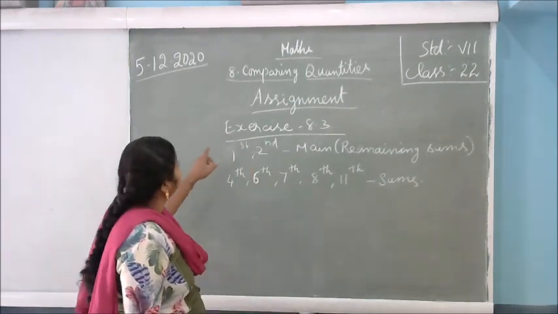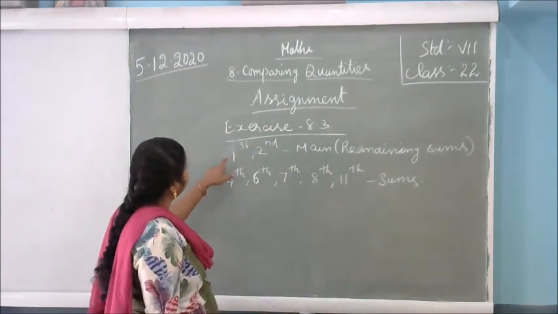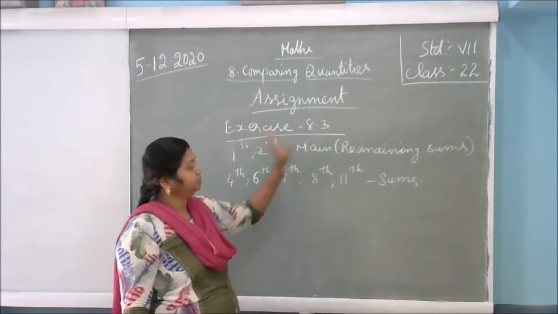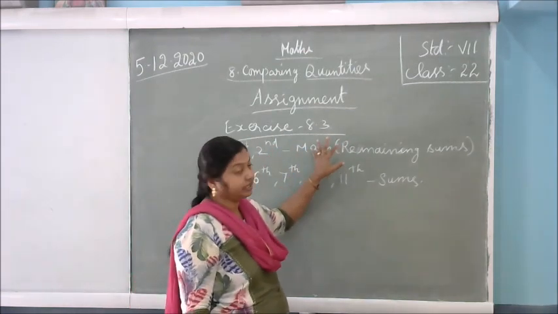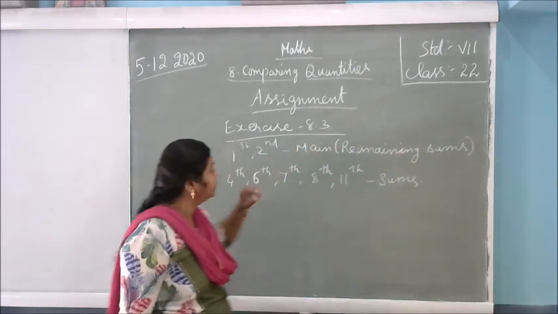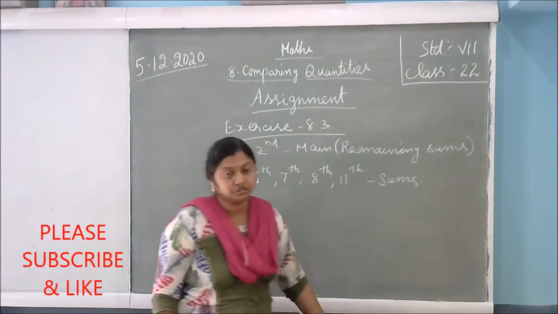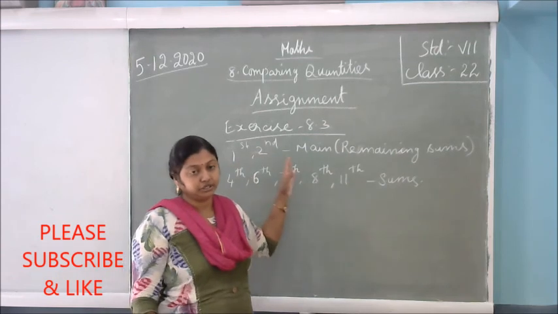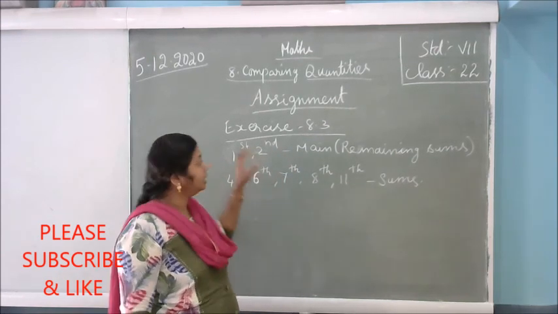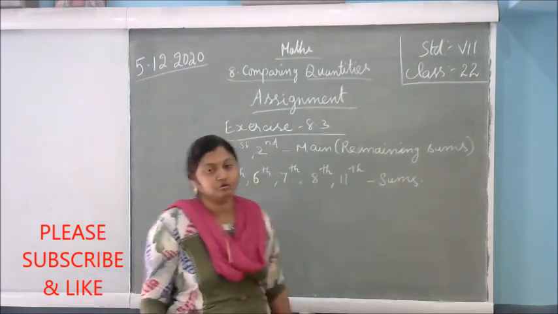Today's assignment, exercise 8.3, first and second main. So 1 or 2 sums are done on the board. Okay, the remaining sums you should do in the homework notebook. And the 4th, 6th, 7th, 8th and 11th sums you should also do as homework. Whatever I taught today, you have to write in the classwork, and this assignment sums you should do in your homework notebook.